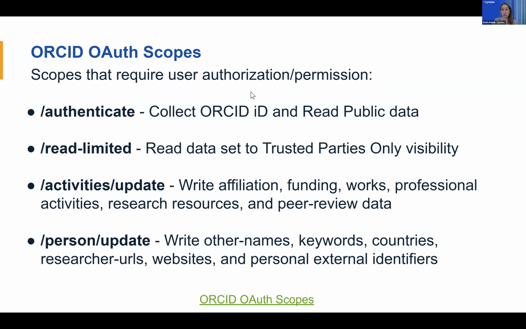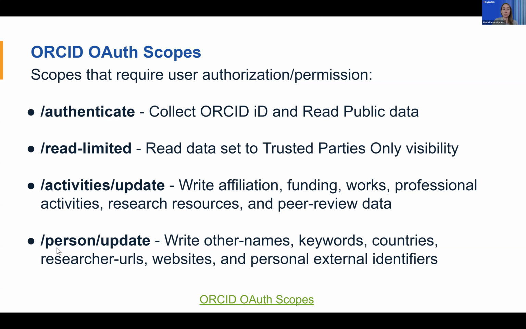So the scopes we're going to look at today are the ones that require permission or authorization from your researchers or your users. The first one is just authenticate. So that allows you to get that researcher's ORCID ID. And also built in with that is just the ability to retrieve or read public data from that researcher's ORCID record. There's also a read limited scope. So any information that your researchers have set to that trusted parties only visibility that we saw earlier, you'll need that explicit permission from them to read that data. So there's a read limited scope that you can use.